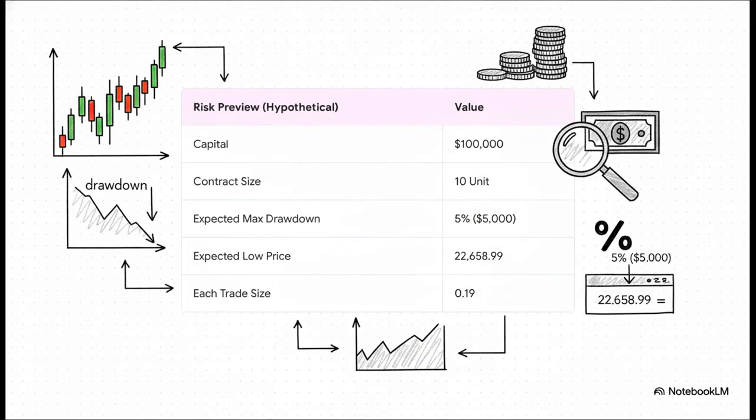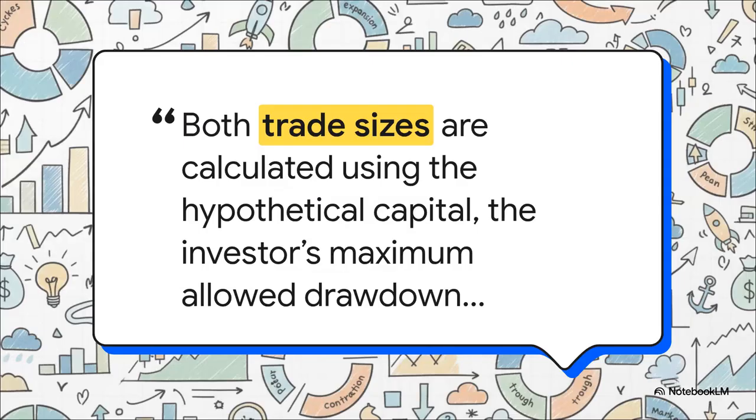We'll see how these things factor in. Okay, so based on those inputs, the system then generates a hypothetical risk scenario. Let's just imagine for a second, starting with $100,000. The expected max drawdown or potential loss was capped at 5%, which is $5,000. This whole calculation also gives us a hypothetical low price to watch for and a very specific trade size for each entry. And this brings us to a really key part of the system's whole methodology. The source documentation is very, very specific here, so I'm going to read this next part to you exactly as it's written. Both trade sizes are calculated using the hypothetical capital, the investor's maximum allowed drawdown, the third triangle domain percentage, the risk coefficient, and the contract size.